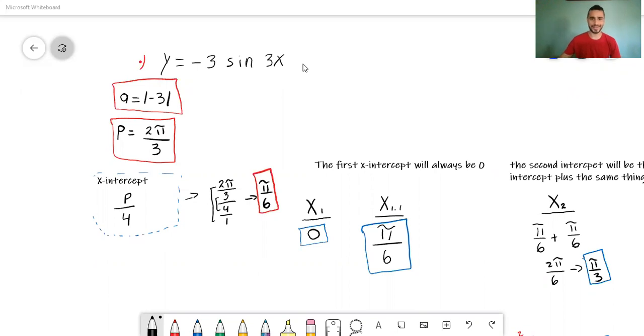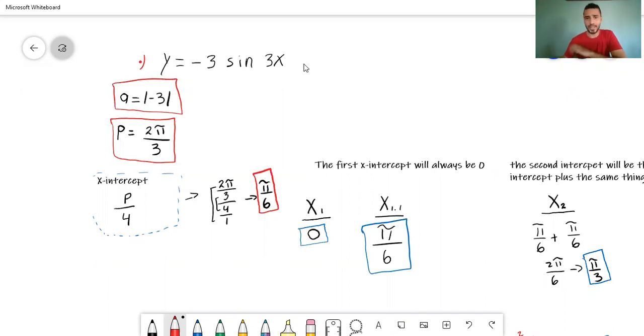I'm doing this video because I wanted you guys to understand once and for all how to find the x-intercepts, the amplitude, and the period of a sine, and it could be cosine function, right? This was the exercise that we were solving in class. Y is equal to -3 sine of 3x.